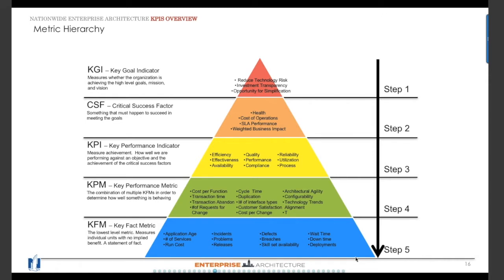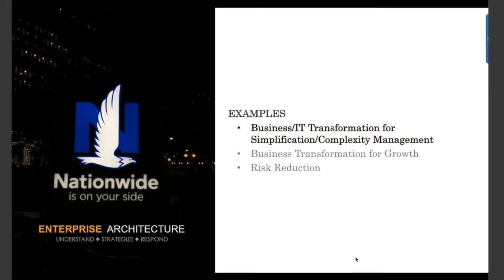As you can see, we have key metrics like application age and run cost, and then in the KPM performance metric, we have cost per function, transaction time, those kinds of things. So let's move on to an example, and I'll walk you through a lot more of that data as we run through this. So we'll walk you through one example, business IT transformation for simplification and complexity management.